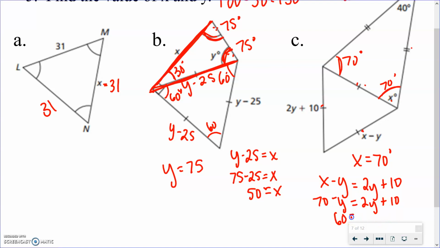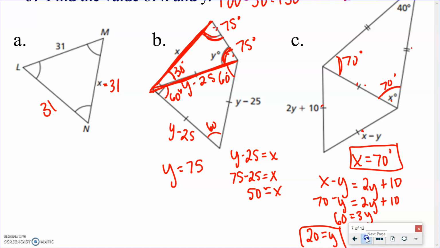So I get 60 equals 3y. And so then y is going to be equal to 20 on that one. So again, I'm just using what I know about equilateral and isosceles triangles to solve those. Okay? All right, now we're going to look at some right triangle specific information.